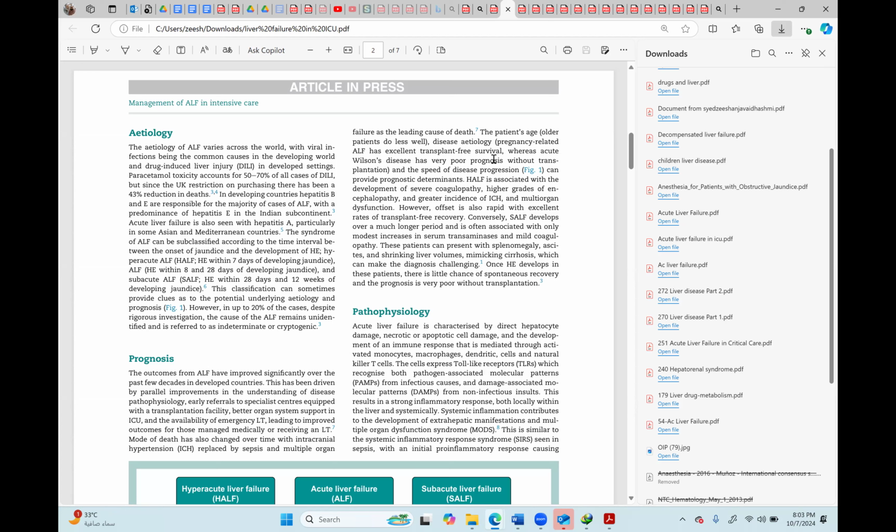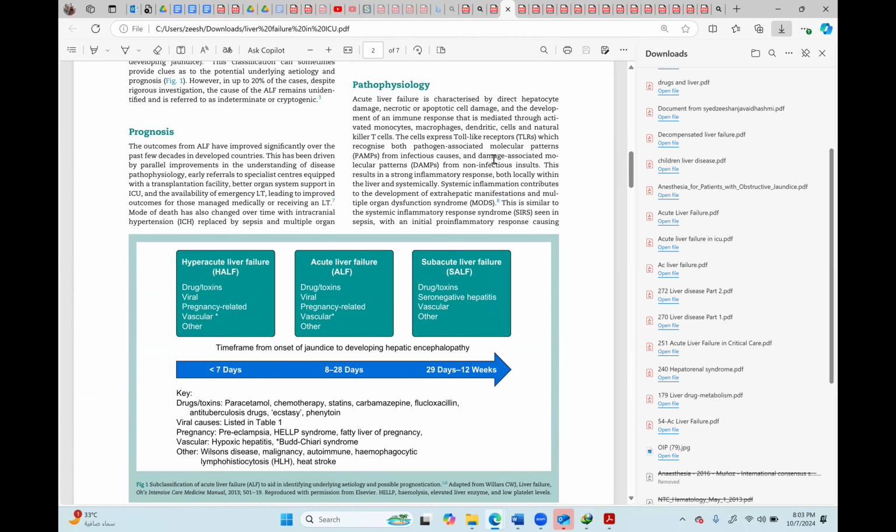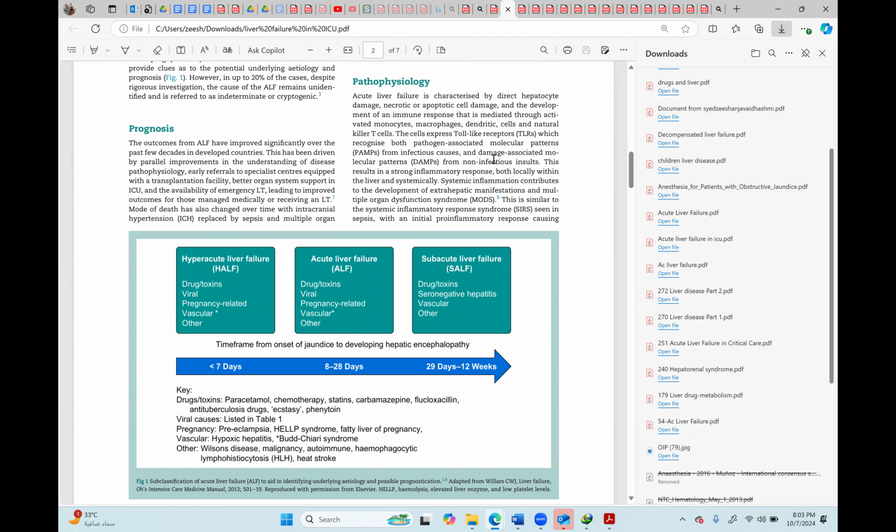Okay, so hyperacute within 7 days. What is this? This is something new for me. Hyperacute liver failure, acute liver failure, and subacute liver failure. So less than 7 days, 8 to 28 days, and up to 12 weeks. And the common causes are paracetamol, chemotherapy, statins, carbamazepine, fluoxetine, anti-tuberculous drugs, anti-epileptics. Okay.